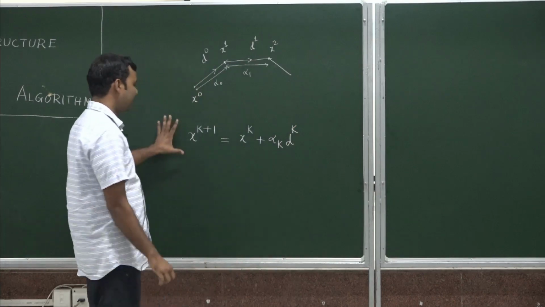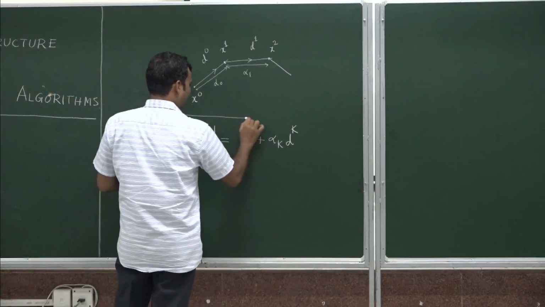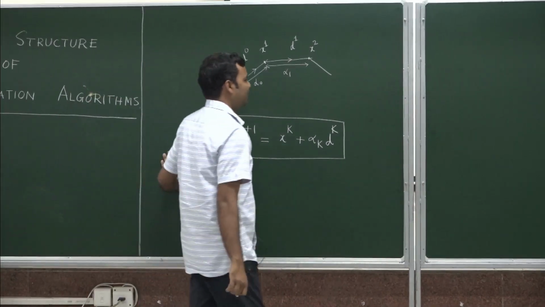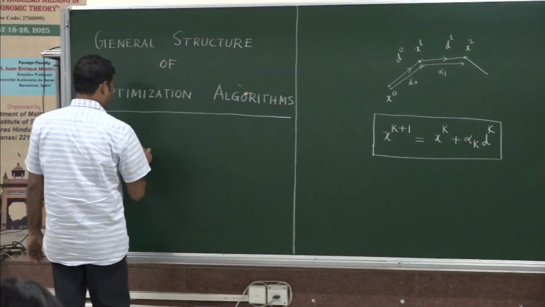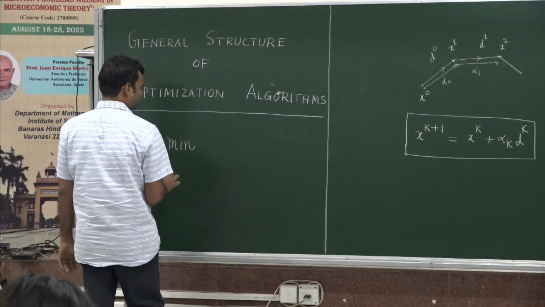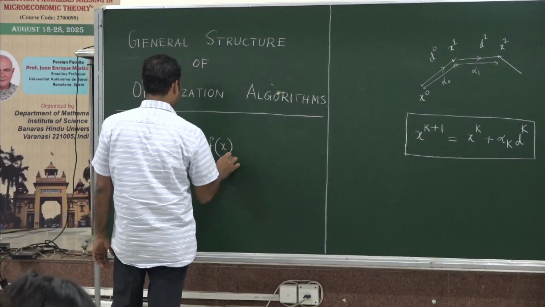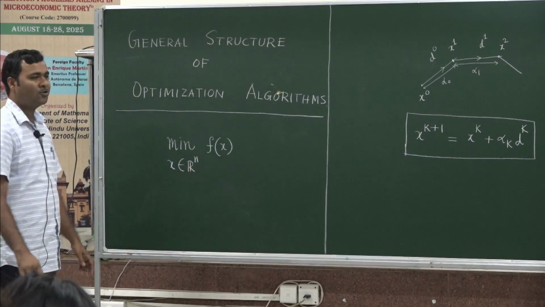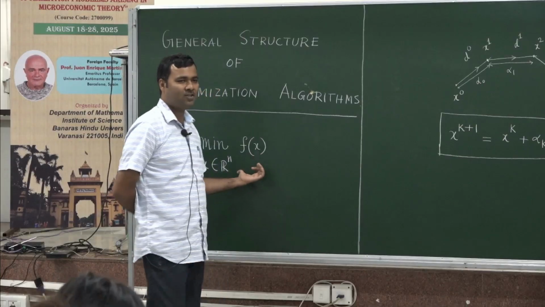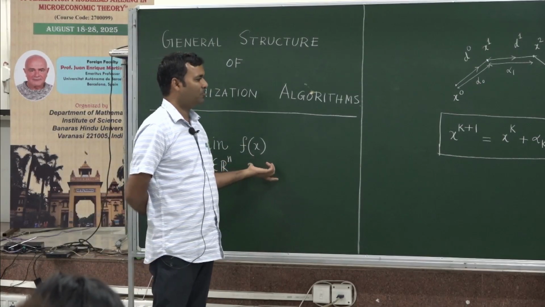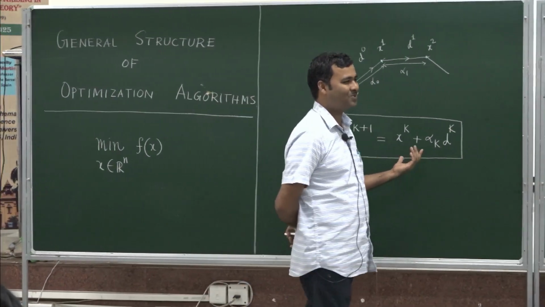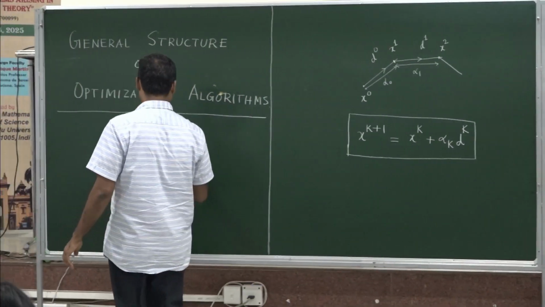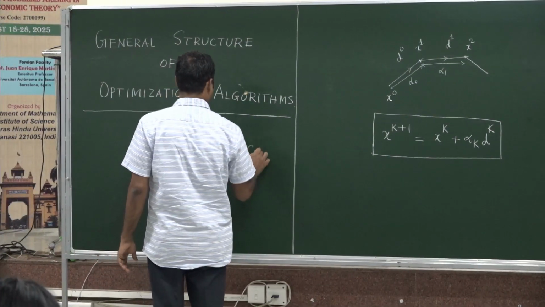And this simple iterative process is followed to solve a very general problem. The general problem we are considering is a very simple statement: find a minimizer of a function f(x), x belonging to Rn. In my discussion I will not consider non-smooth functions, only smooth ones, so that our discussion goes in a simple way, and because I have a short amount of time I will not be able to touch upon non-smooth algorithms. I am also assuming here that f is continuously differentiable.